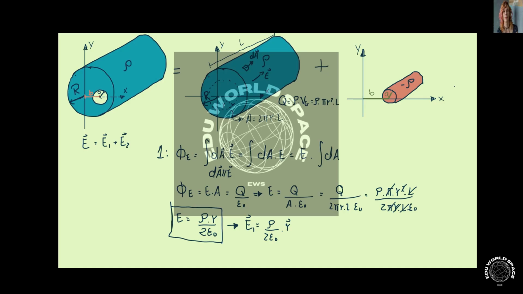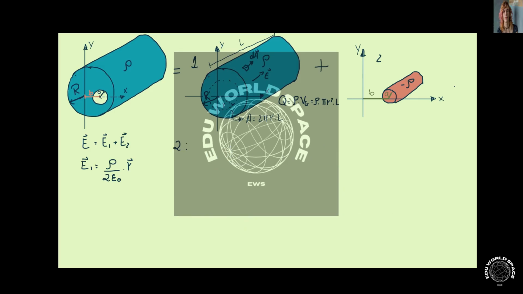Now let me organize my board to calculate E2. For the second situation, we can use again the equation that we had just derived. So E2 is given by minus rho divided by 2 epsilon 0 times r, where r is a vector that points in the radial direction of the red cylinder, like this. Then you have to notice that this vector r is in this reference frame, the reference frame y prime x. All we have to do now is move this vector r to the other reference frame, yx.